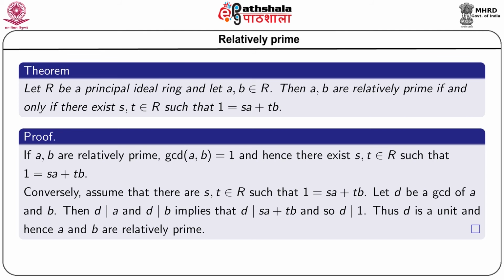Now, for the converse, assume that we have some S and T in R such that 1 is equal to SA plus TB. We show that every other GCD of A, B is a unit. For this, consider a GCD D of A and B, then D divides A and D divides B, which implies that D divides SA plus TB, and so D divides 1, which is equivalent to the fact that D is a unit in R, and hence it follows from the definition that A and B are relatively prime.